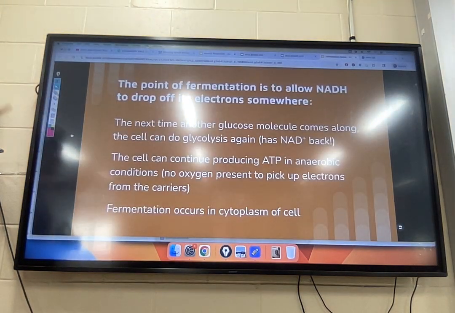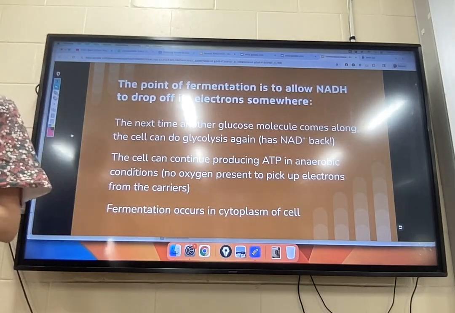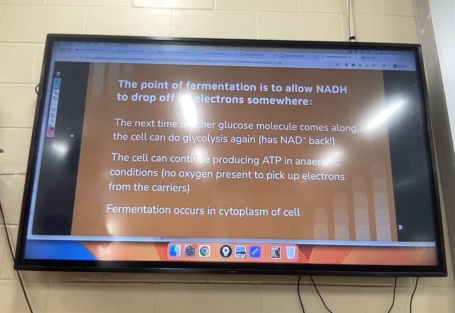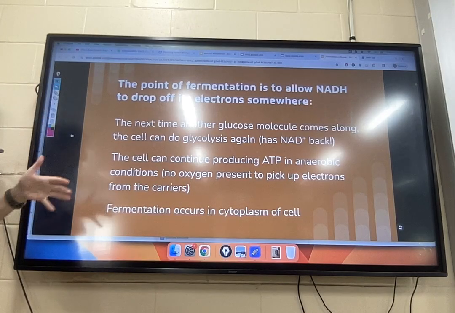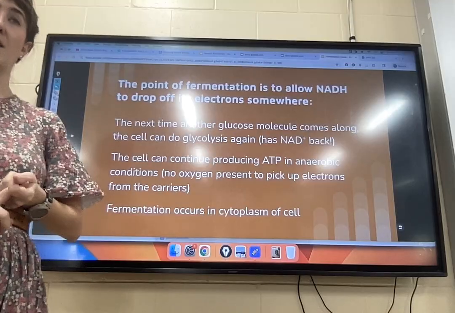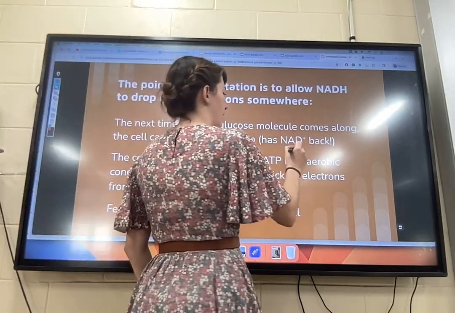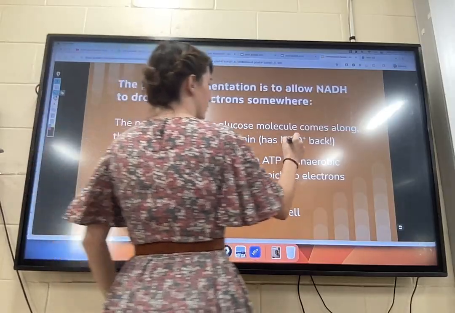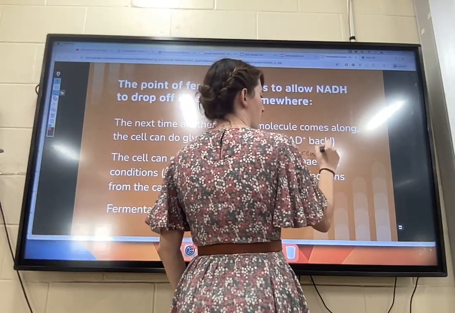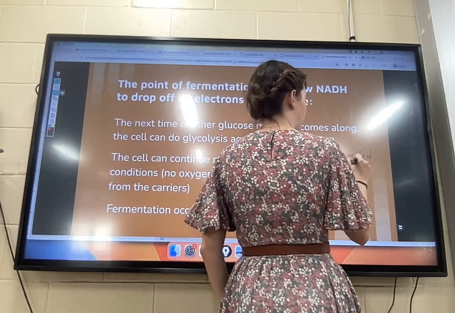So, summary. Point of fermentation is to allow NADH to drop off its electrons somewhere, to give it to somebody, because oxygen's not around or this organism doesn't have mitochondria to do aerobic respiration. The point of doing that is so that when a new glucose molecule shows up, you can do glycolysis again, because you have the NAD+, that is a reactant in glycolysis. So the reactant needed for glycolysis.